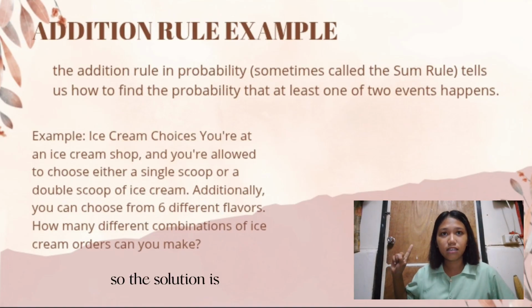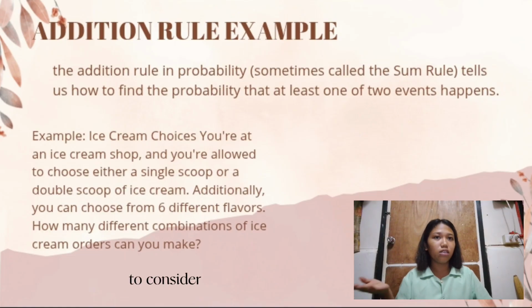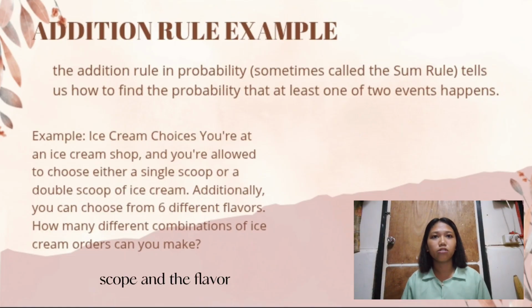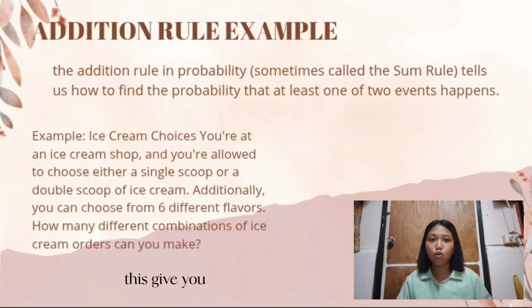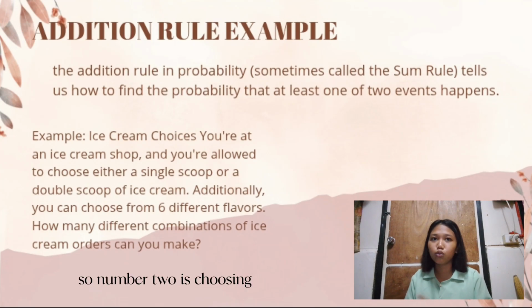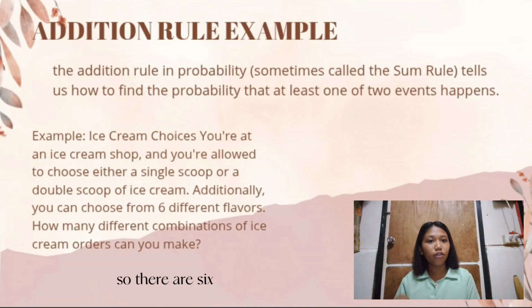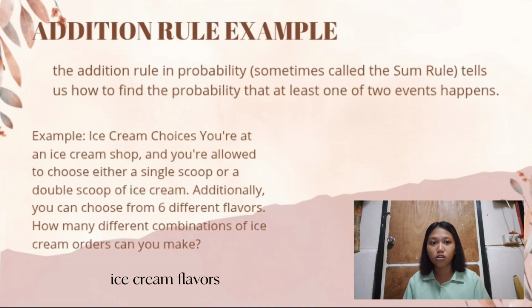So the solution is there are two choices to consider, the number of scoops and the flavor. First is choosing the number of scoops. You can either choose a single scoop or a double scoop. This gives you two choices. Number two is choosing the flavor. There are 6 different ice cream flavors available.